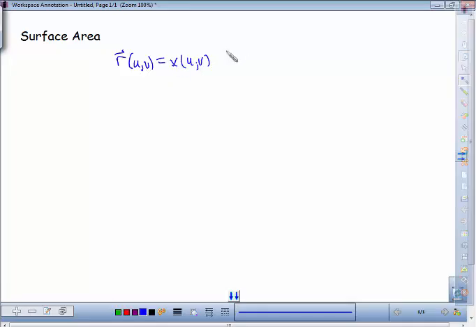We have an x function of 2 variables in the i direction, a y function of 2 variables in the j, and then a z function in the k direction. So I have these 3 functions, x, y, and z, that are like the x, the y, and the z components of your vector. And this draws out a surface.